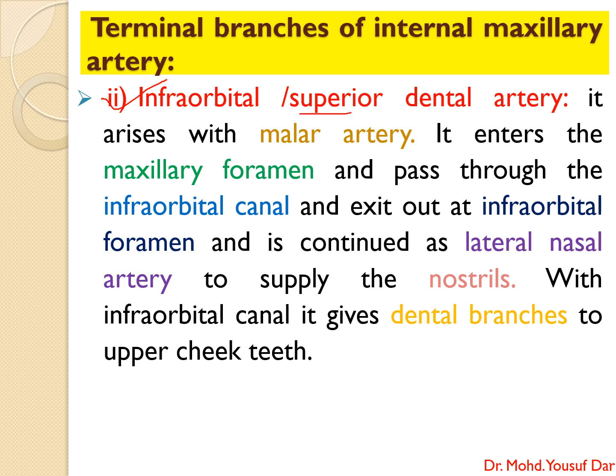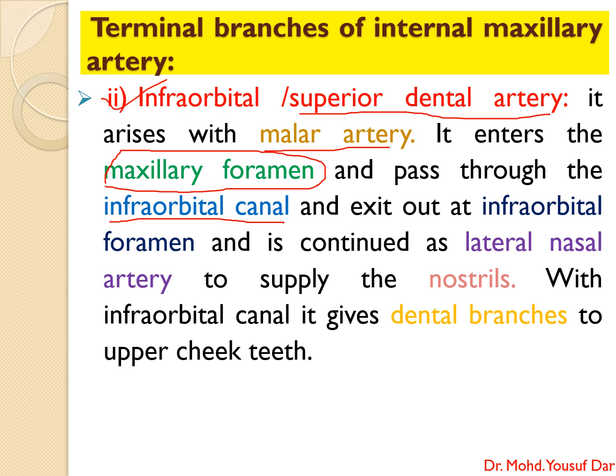artery, or superior dental artery, as we also call it. How? It arises with the malar artery and enters through the maxillary foramen. Where is this? In the maxillary hiatus. After passing from there, it goes through the infraorbital canal and exits out at the infraorbital foramen. So it goes from the maxillary foramen via the infraorbital canal, reaches the infraorbital foramen, comes out, and then continues as a lateral nasal artery.